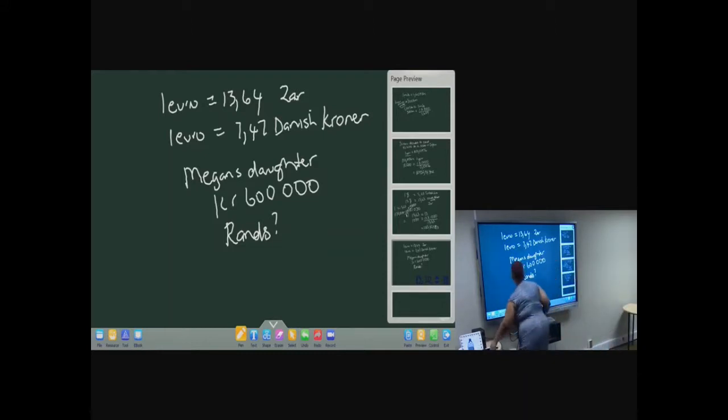Okay, I am back. Now you want it in rands, but the only relationship is between a euro and a rand. So now you have first to relate the krone to a euro. So now what do you want? You want the euro. So the euro is going to be on your right. And then it is 7,47 Danish krone.